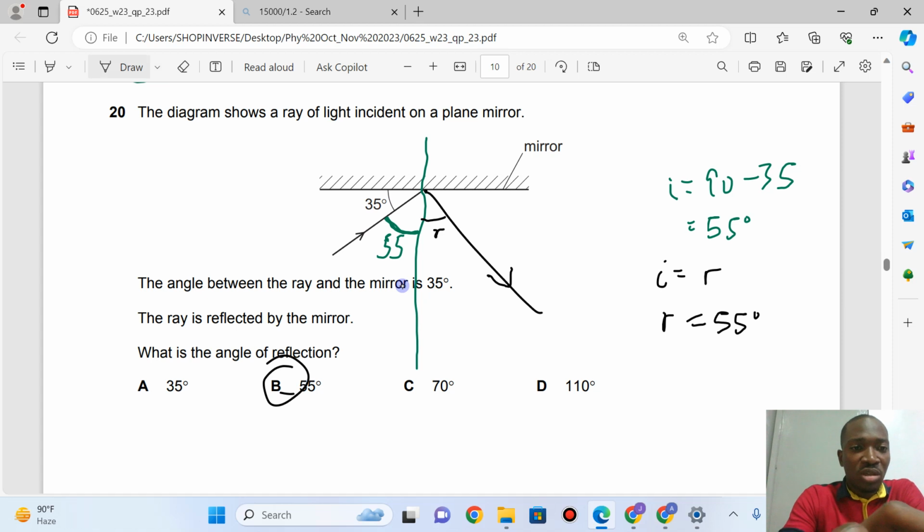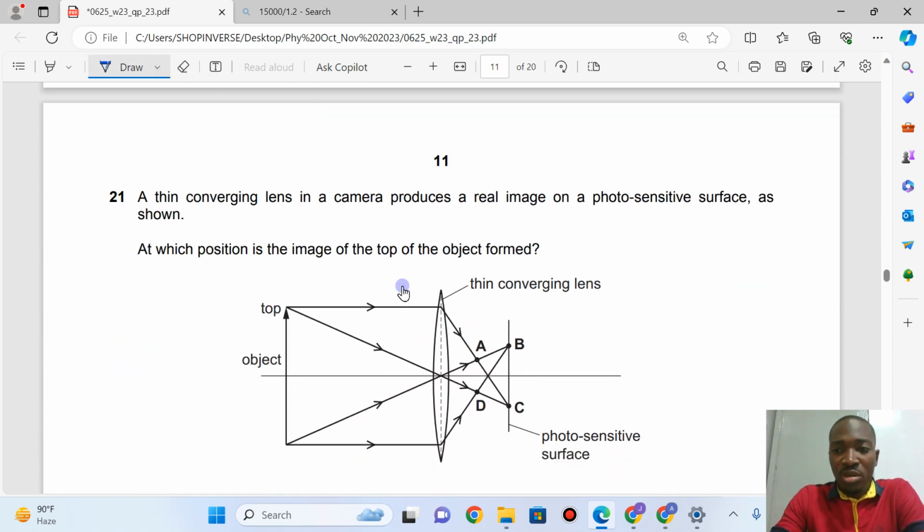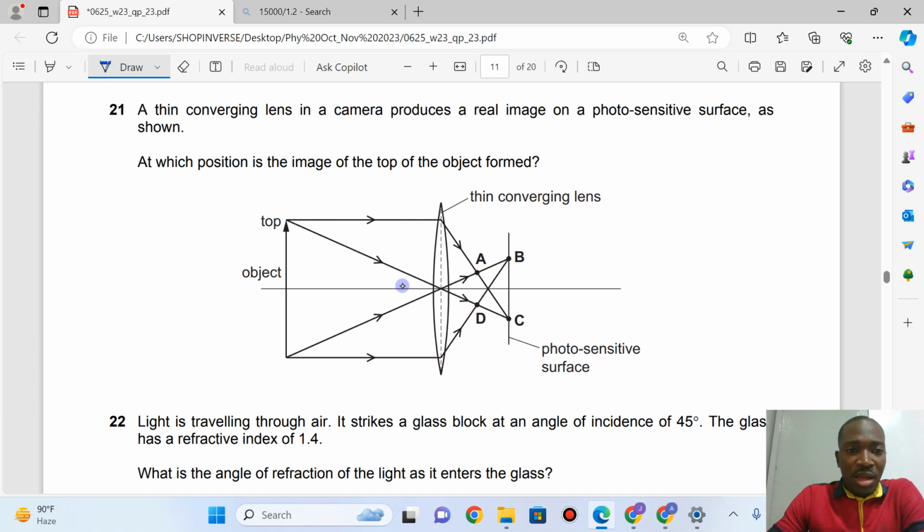Let me turn to blue ink. I like using the color blue to solve. All right, question number 21. A thin converging lens in a camera produces a real image on a photosensitive surface as shown. So this should be the photosensitive surface. At which position is the image of the top of the object formed?